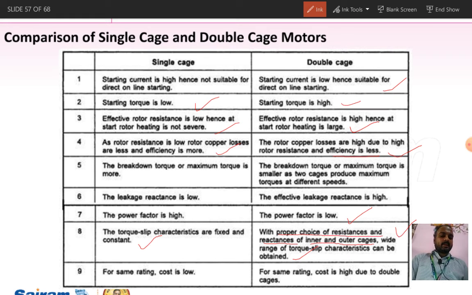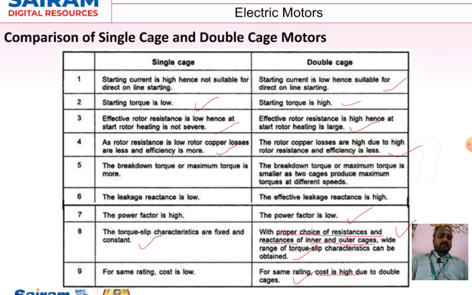So in this, a wide range of characteristics will be obtained, and for same rating cost is low. We are using single case, so no need of modification in the rotor side, so cost is low. But in this we are modifying the rotor design and using the double case, then cost is high. So these are the differences or comparisons between single case and double case motors.